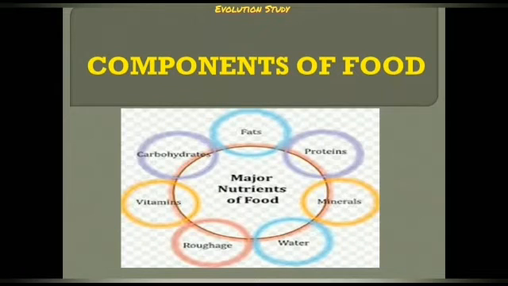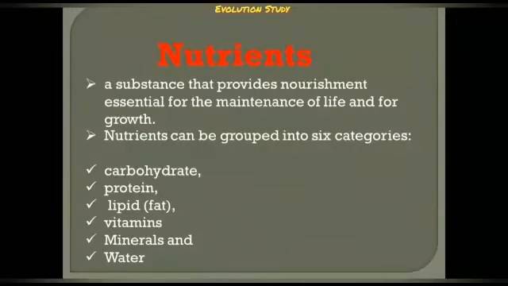Today we will be talking about the components of food. Now the major nutrients of food are proteins, minerals, water, vitamins, carbohydrates, fat and roughage. I think we all know what nutrients are. Nutrients are the substances that provide nourishment for the essential maintenance of life and for growth.